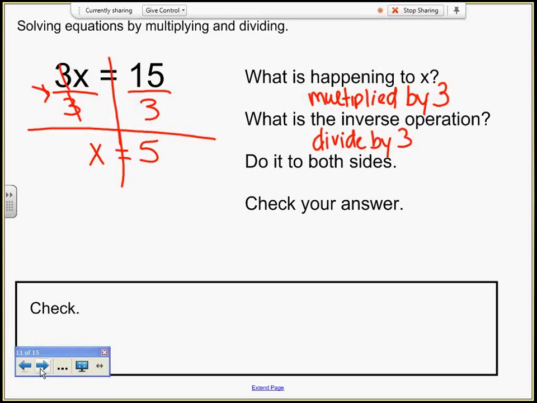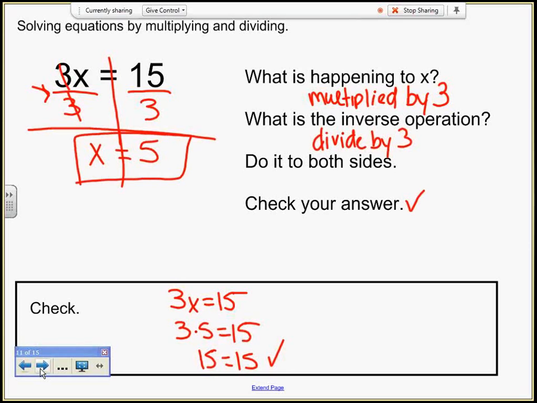Let's check it and see if it's true. So I have 3x is equal to 15. So I said x was 5. So you're telling me that 3 times 5 is equal to 15. Do this math here. I end up with 15 is equal to 15. Oh, yes, it is. Yay. And so my answer is x equals 5.